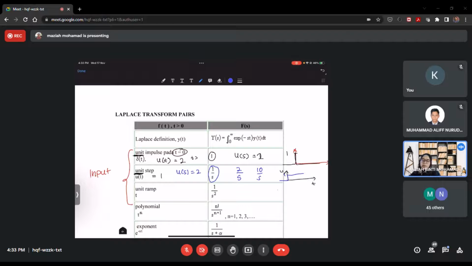All right, and then we have the ramp input. The ramp input is 1 over s squared, because it is a unit ramp input. Unit ramp input means the gradient here is 1. If the gradient is different, then it will be, let's say, 2 over s squared.